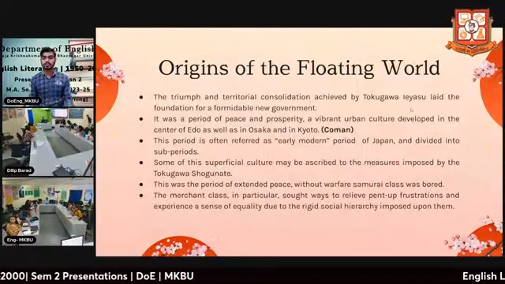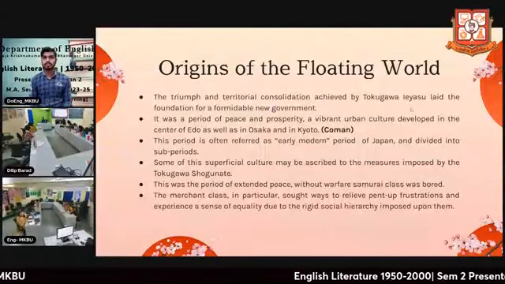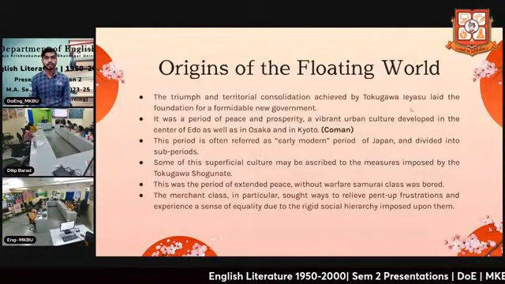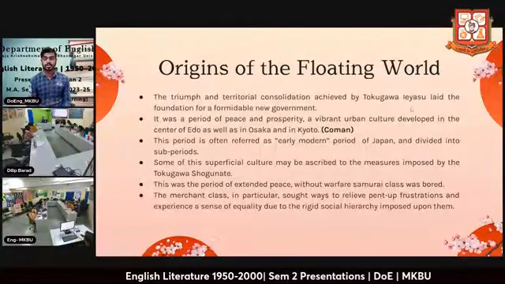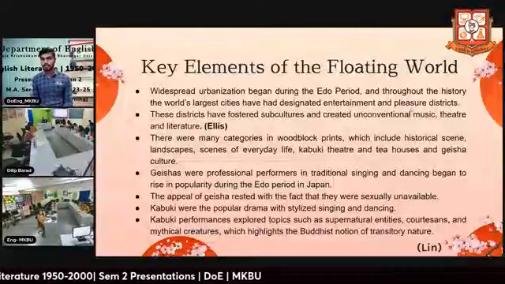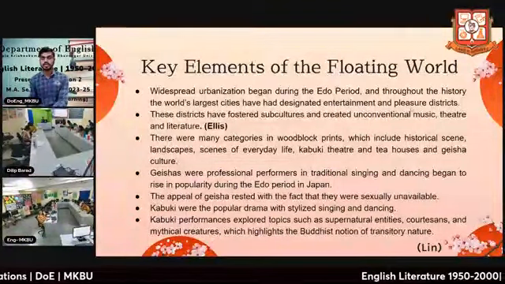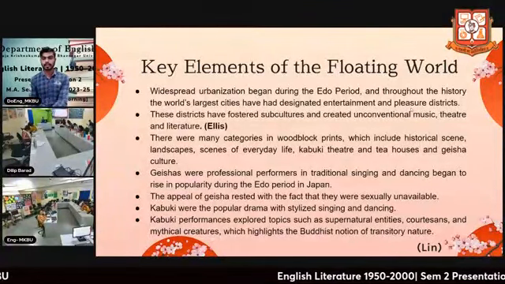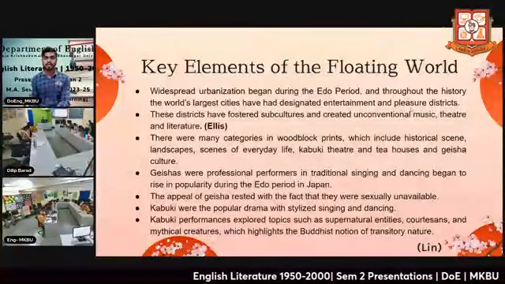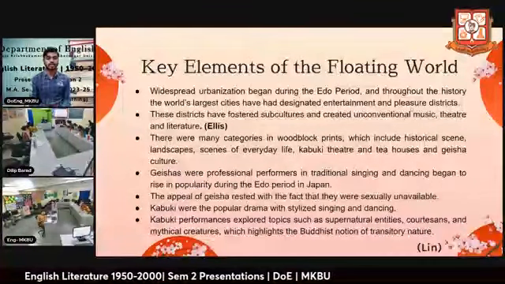With this extended period of peace without warfare, the samurai class declined, and the merchant class people indulged themselves in the pleasure districts. And the key elements of the floating world: one of the key elements is the pleasure district, which is also known as the flower capital. There were also geisha and kabuki actors.